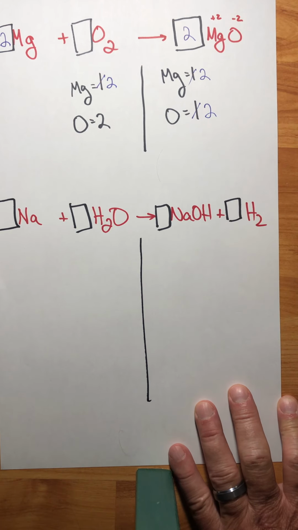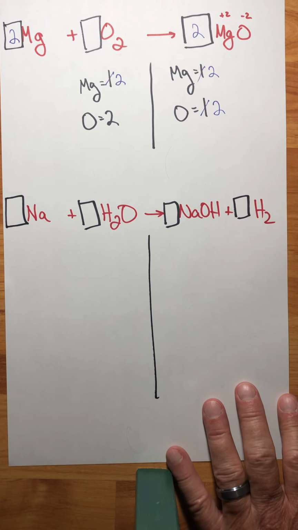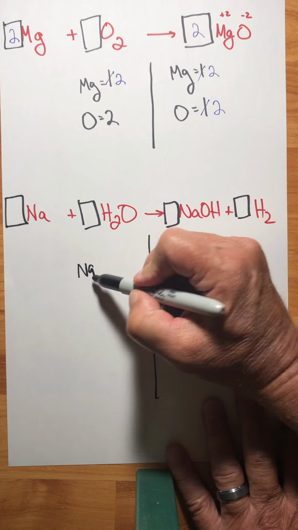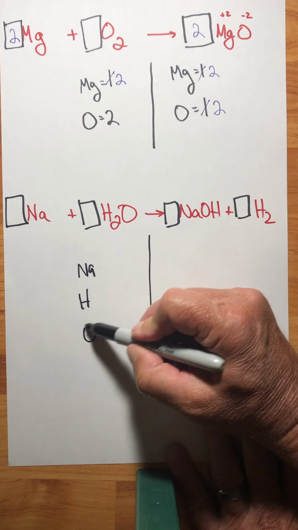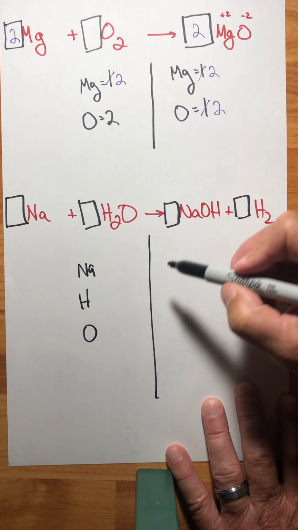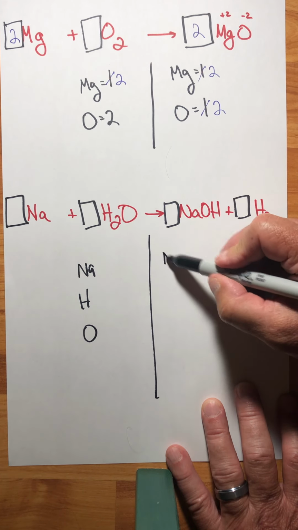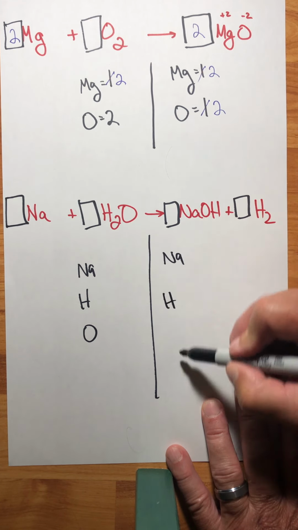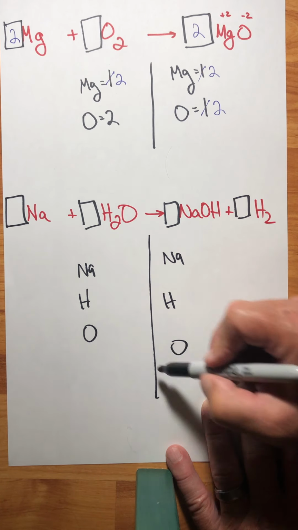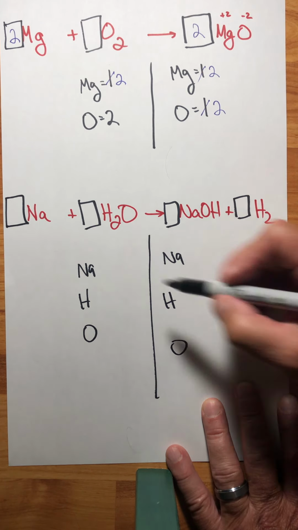Line to separate the reactants and products. Okay, I have sodium, hydrogen, and oxygen atoms on this side, and I try to keep them, they may not appear in the same order, but I want to write them down in the same order. It makes it a lot easier to compare. Instead of crisscrossing trying to compare, you're just looking directly across.